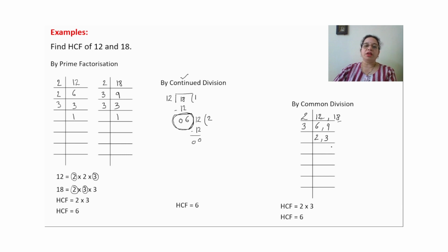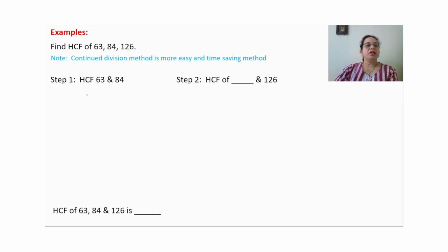So this is common division method, but many students have confusion with the common division method, with the prime factorization method, and with LCM also. So if any confusion is there, don't go by this method. Most of the time you can use continued division method. That method is easier than prime factorization method, especially for bigger numbers. So let us take bigger numbers, find HCF of these three numbers. Continued division method is more easy and time saving method. So here I am using continued division method.